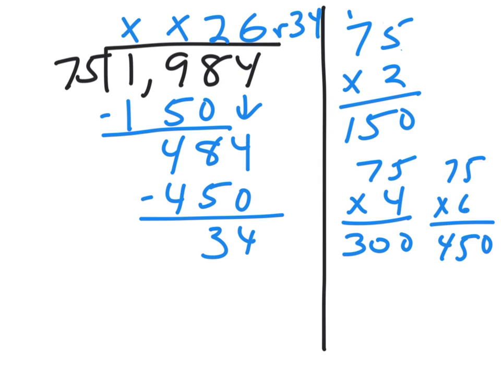Can I have a double-digit remainder? Yep, if it's smaller than the divisor. Remember, your remainder has to be smaller than the divisor, but as long as it's smaller, it doesn't matter how big it is, as long as it's smaller.